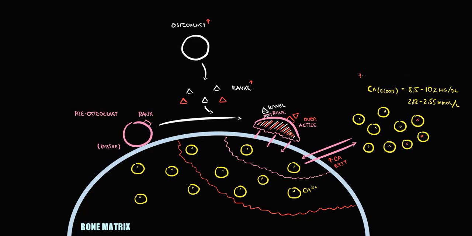And with increasing income of calcium into the blood, the concentration of calcium in the blood increases, which results in hypercalcemia. So how can we decrease bone tissue resorption?